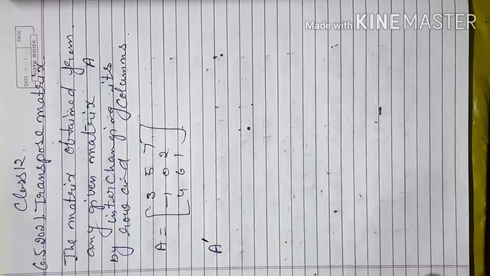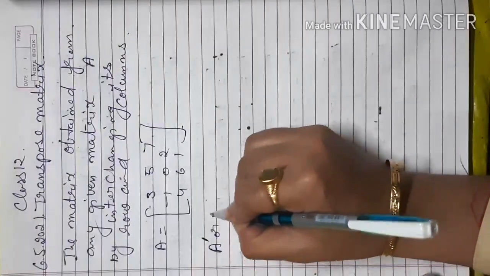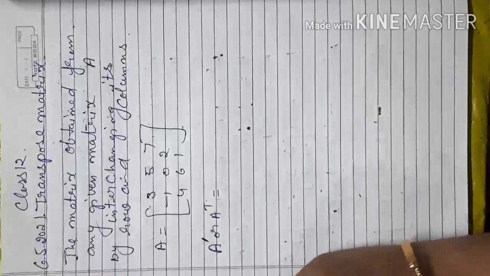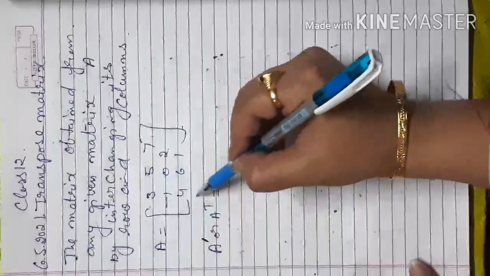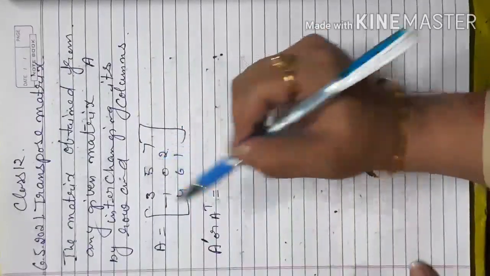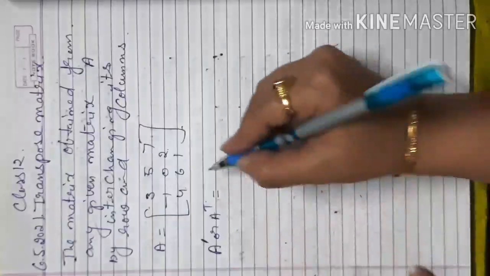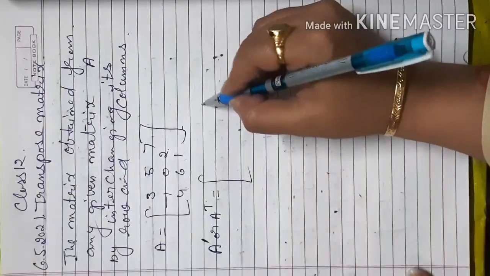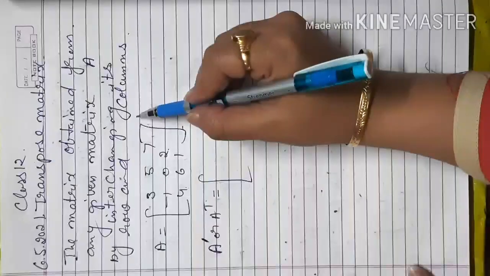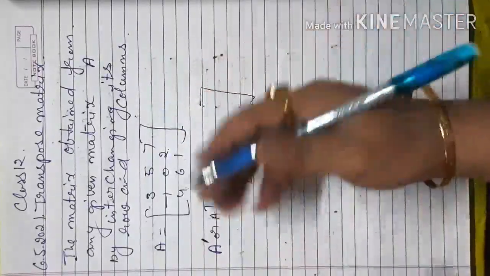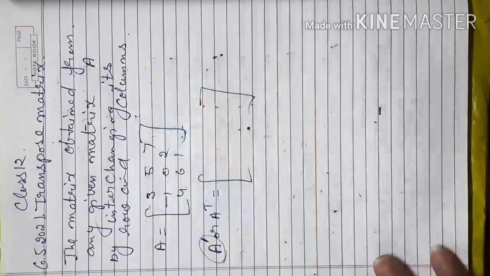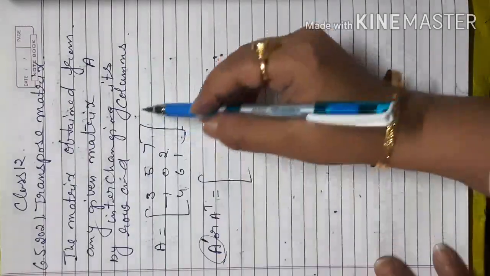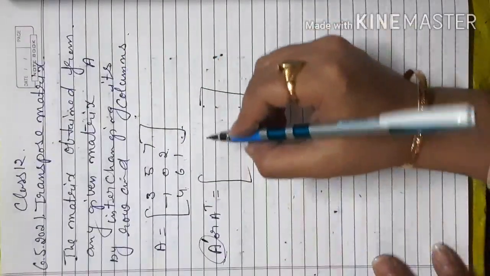If I go with the transpose, I can use a complement sign, or I can use T. Any symbol I can follow. That means I'm going to change the first column with the first row, the second column with the second row, and the third column with the third row. So when you remove that sign, all rows and columns will be interchanged.